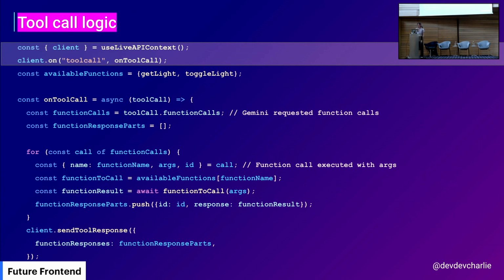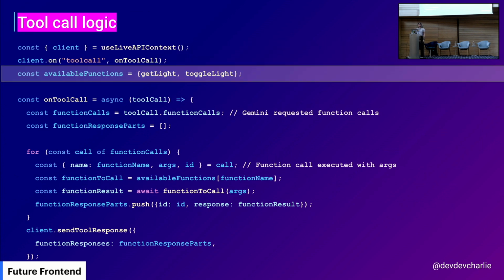I'm sure you will be able to implement this. But using the open source repo that's on GitHub, they have a use live API context to get the client, and the client is basically the multimodal AI API client. And there's an event listener on tool calls. So when Gemini is calling different functions, then it triggers our function here. Our two available functions right now are getLight and toggleLight. It's just a mapping.